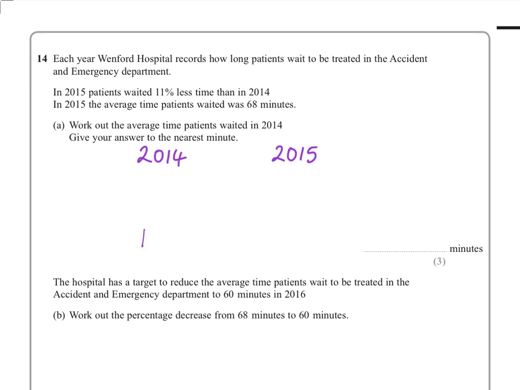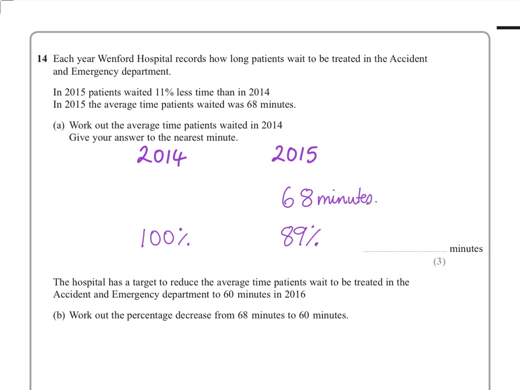So if we say 2014 represented 100%, then we're saying that in 2015 11% less time, so we'd have that representing 89% compared to the 2014. But it says in 2015 the average time patients waited was 68 minutes. So it's like saying that 89% represents 68 minutes of waiting time on average.